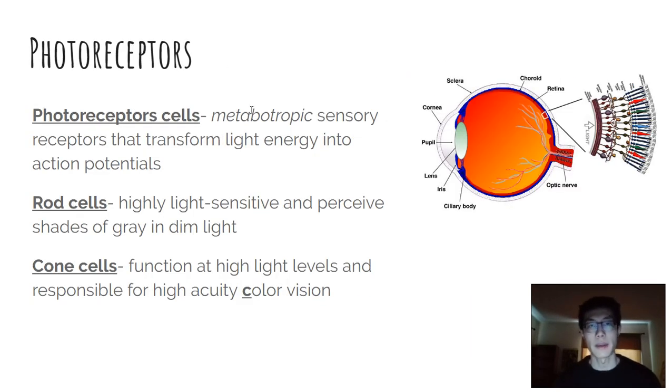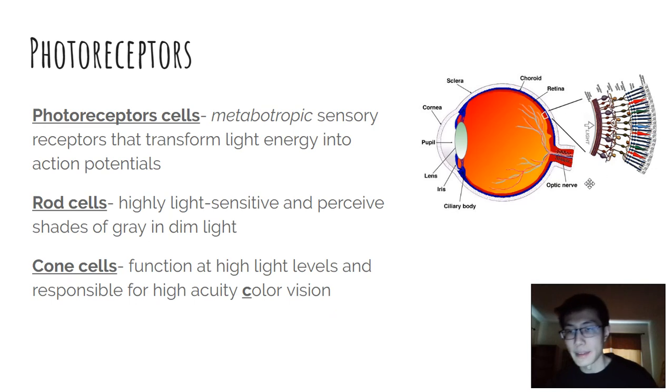Now, photoreceptors themselves are very important because they're what get the whole transduction thing started. There are two different types of photoreceptors, but the photoreceptors themselves are actually metabotropic sensory receptors. So they're transforming that light energy into an action potential. The two types of photoreceptors are rods, which are sensitive to light, and cones, which are sensitive to color.